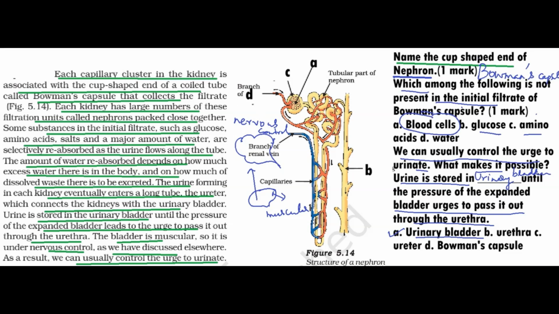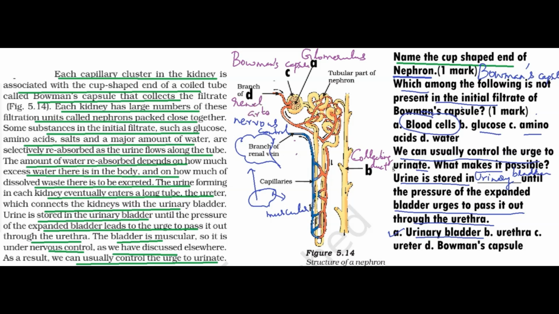Now a question can be asked to label the following, like what is A, B, C and D of this diagram. And now what is A? A is glomerulus, B is collecting duct, C is Bowman's capsule, D is a branch of renal artery.